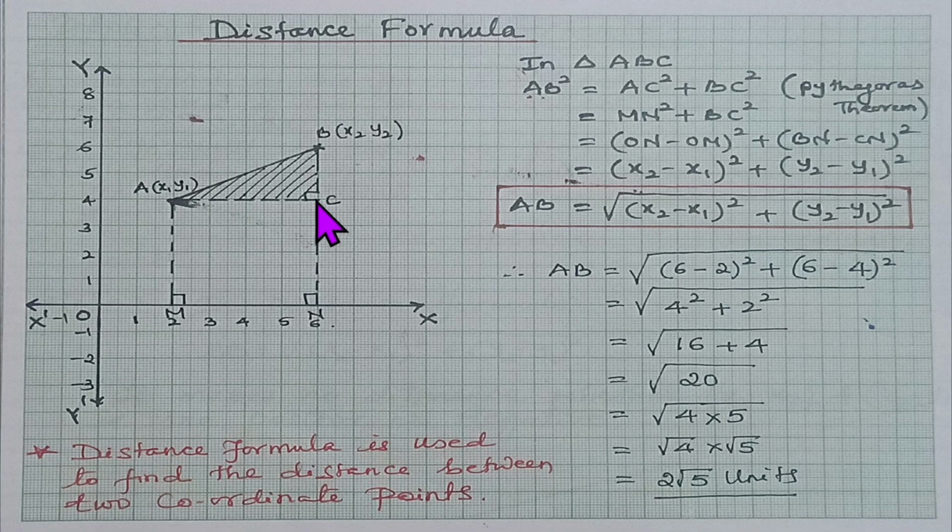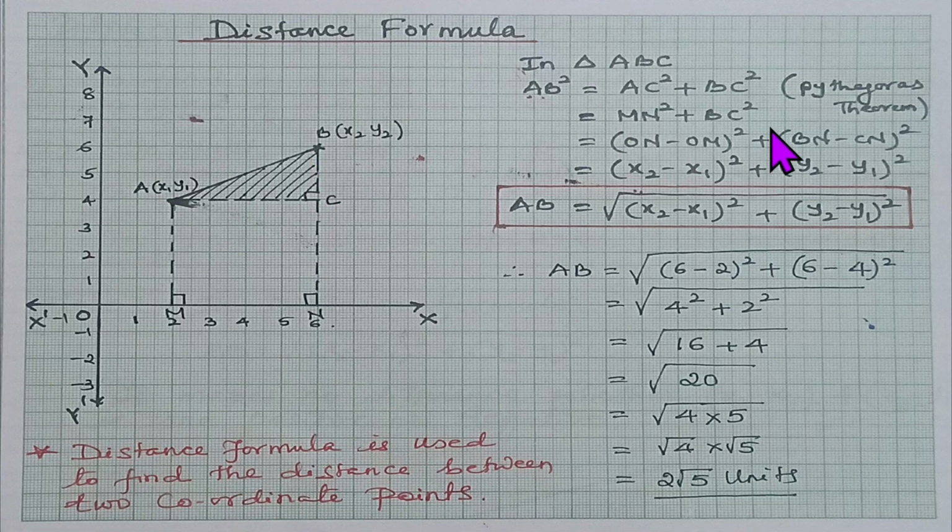So by applying Pythagoras theorem, we have AB square is equal to AC square plus BC square. But AC and MN are equal because this is a rectangle here, that is ACNM is a rectangle, therefore AC is equal to MN. I can replace AC by MN, so therefore it becomes MN square.